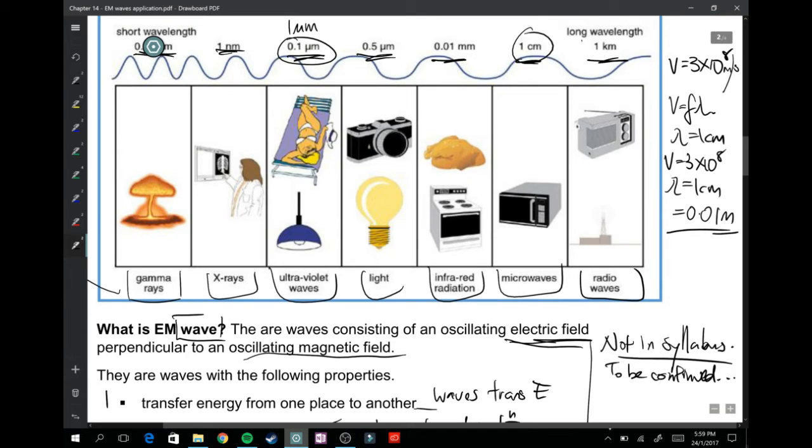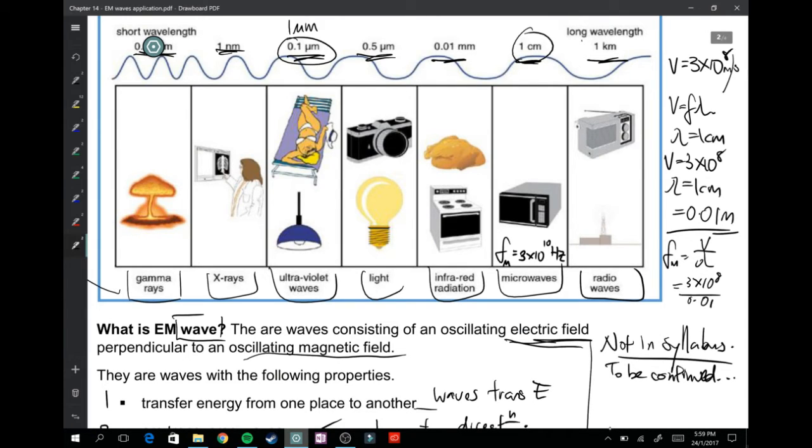Now let's say I want to find the frequency of microwave. The frequency of microwave will then be v over lambda, which gives us 3 times 10 to the power of 8 over 0.01. So that will be 3 times 10 to the power of 10 hertz. I hope you all know how to do this.